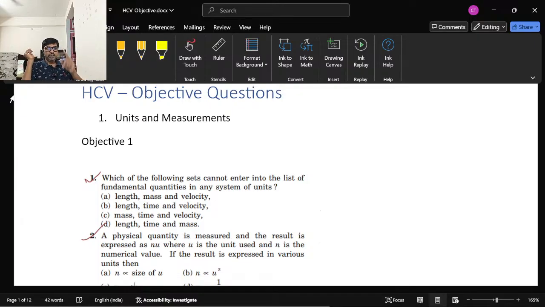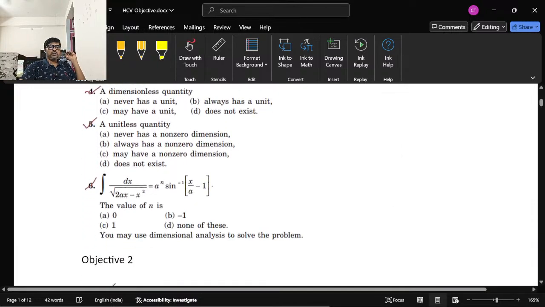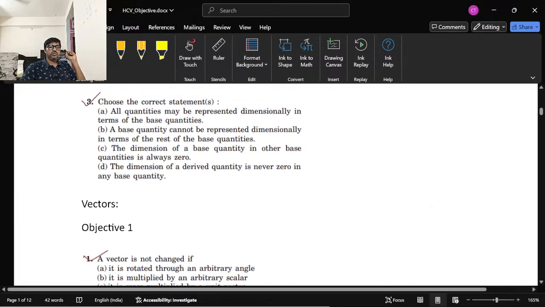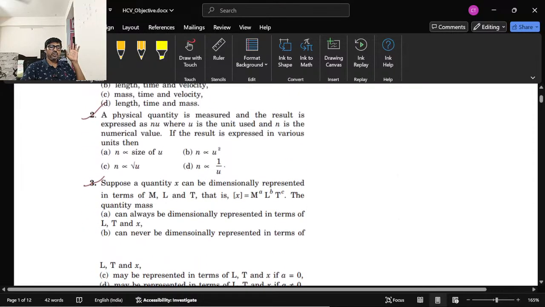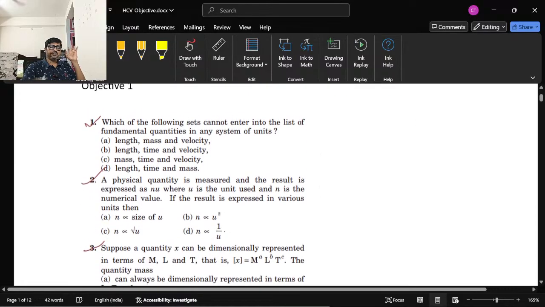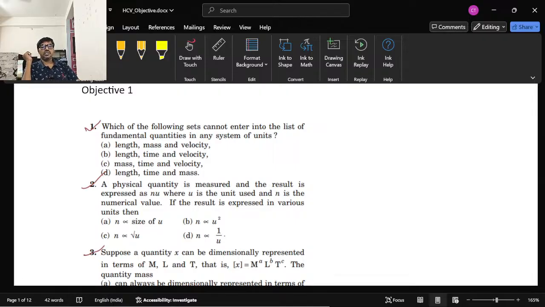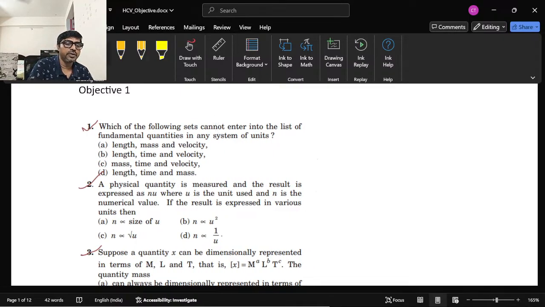Let us go on. The first chapter is units and dimensions. So units and dimensions, how many objective questions are there? Objective 1 we have 6 questions and objective 2 we have 3 questions. So totally 9 questions. Let me solve them. Okay, first let's look at the first question. Which of the following sets cannot enter into the list of fundamental quantities in any system? Cannot enter. So that's an important part here for us.